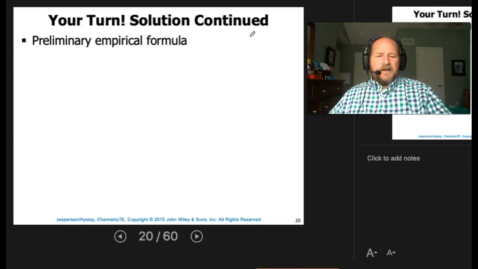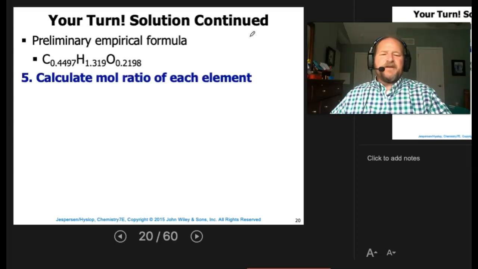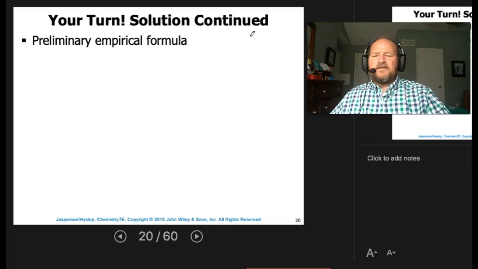Now that we have our molar values, we can set it up. We can see that we can set up the ratios here. Sulfur, oh, that's a typo, right? That should be sulfur, not oxygen.